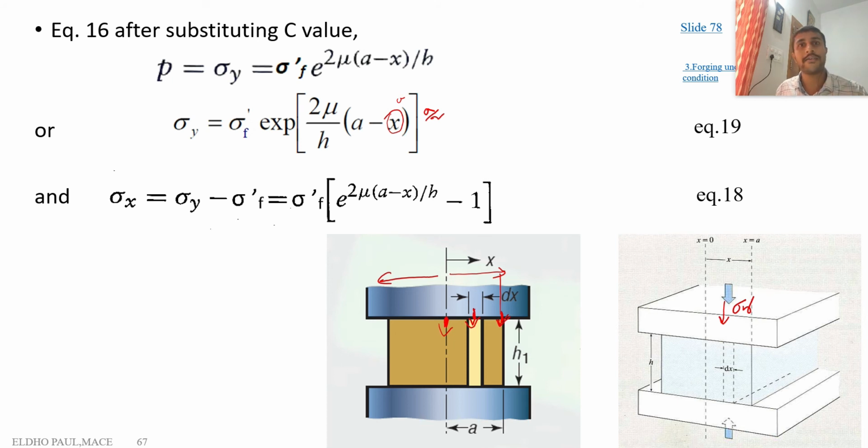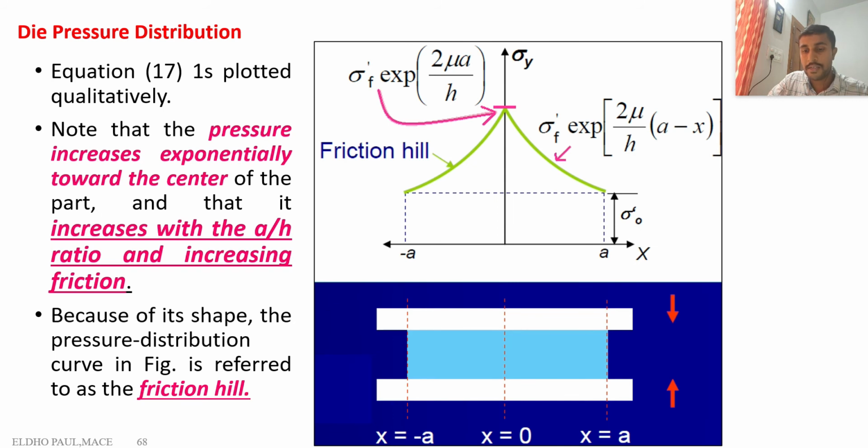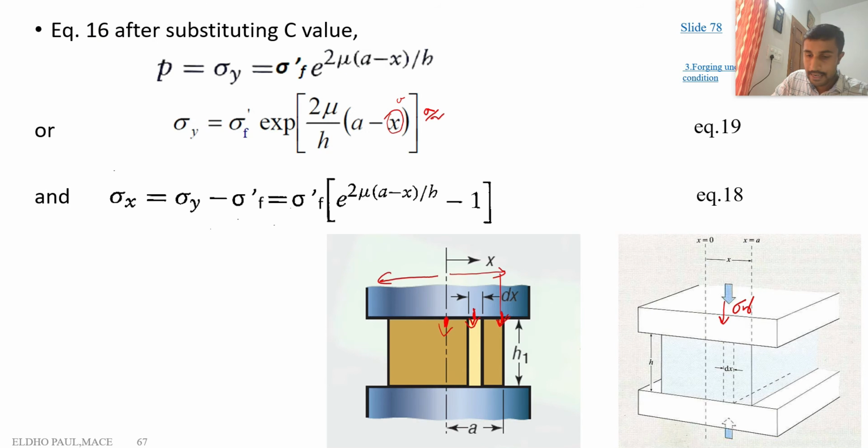So we can plot that distribution, and this is the plot of the sigma y value distribution. At the center region, the x value will be 0. At the surface of the workpiece, x increases from 0 to a. So at the surface x is equal to a, and similarly in the opposite direction also, x is equal to a.